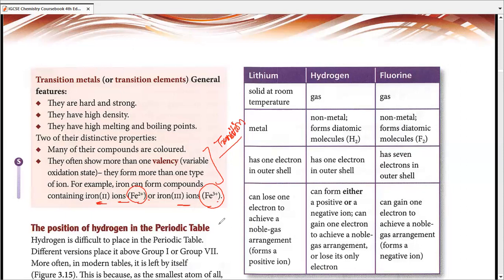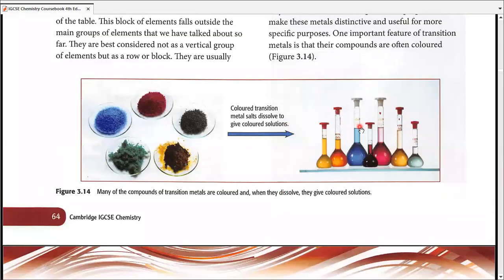Well, these properties are distinctive. Remember, the top three properties are general features and go with all transition metals or elements. The bottom two distinctive properties are different for different elements. For example, you might have seen on the previous page that they can show many different colors. So the colors are different for different species or for different transition elements or for the same transition element for different states.